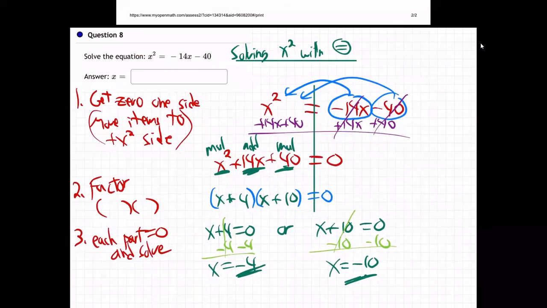Let's bring it back. Those are our 2 answers, so negative 4, comma, negative 10. You can put them in either order. That means those are the 2 answers that make the original equation true. So there we go.